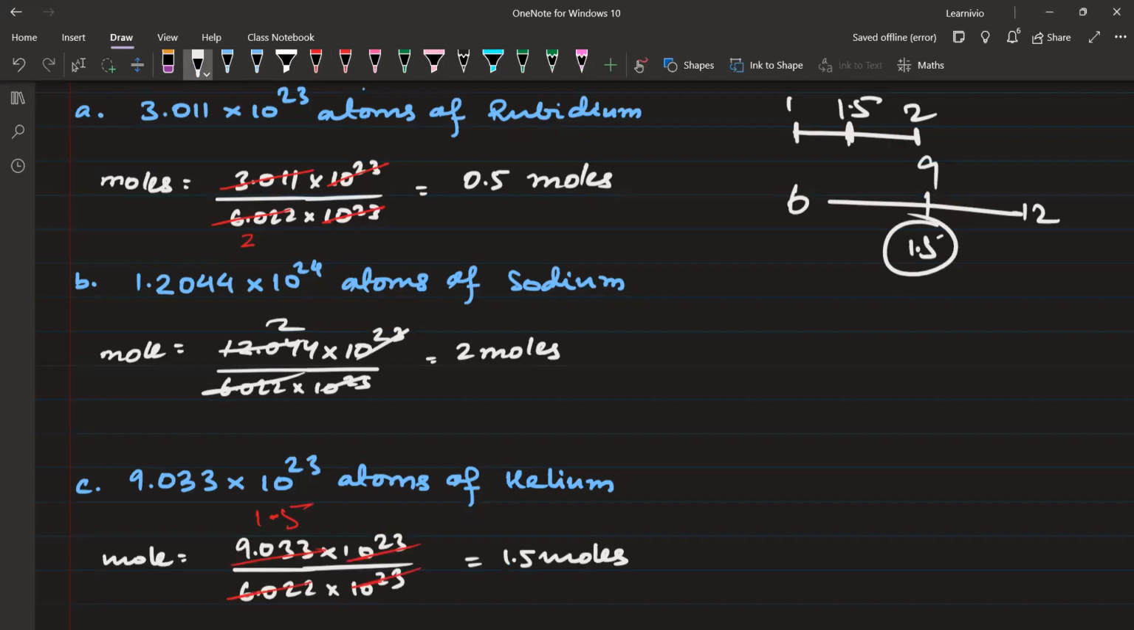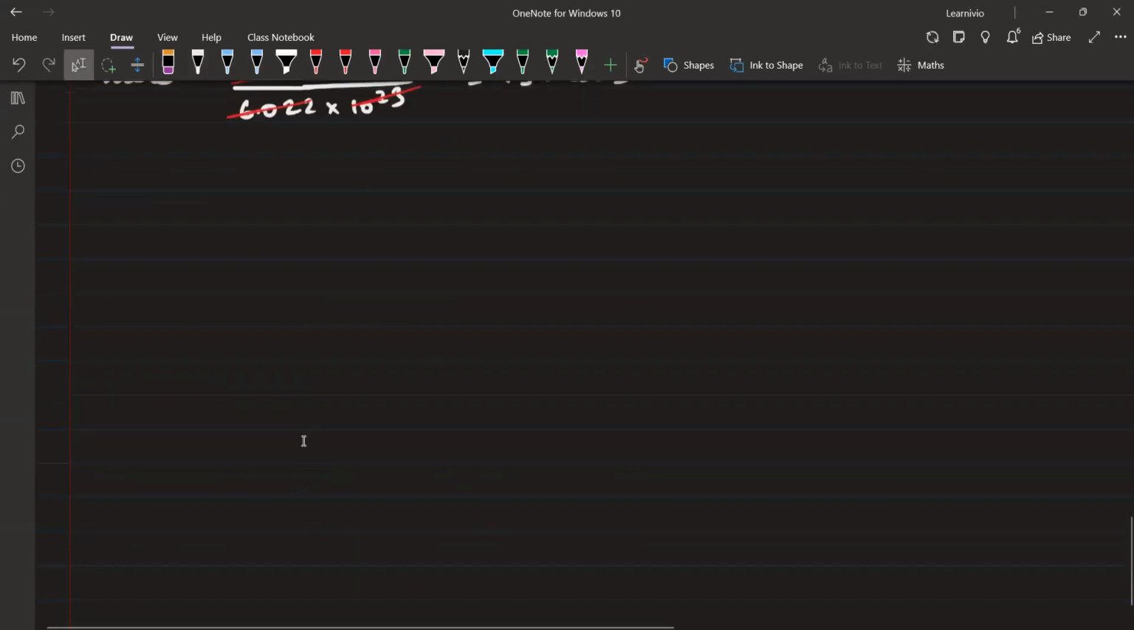Does this make sense? Yes or no? Please tell me. Yes, sir. This is regarding the mole as number. Mole as number. Next, please write next. Mole, but we are going to learn about mole in the form of mass. Definition of mole as mass.